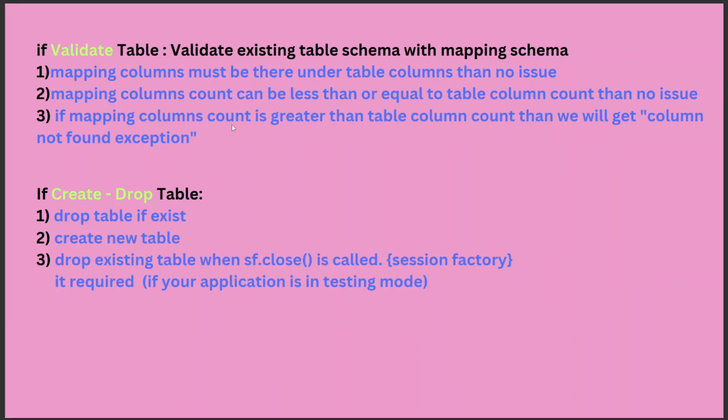If you write validate, it validates the existing table schema against the mapping schema. The mapping columns must be there under the table columns, then no issue. If the mapping column count is less than or equal to the table column count, then no issue. If the mapping column count is greater than the table column count, then you will get a column not found exception.